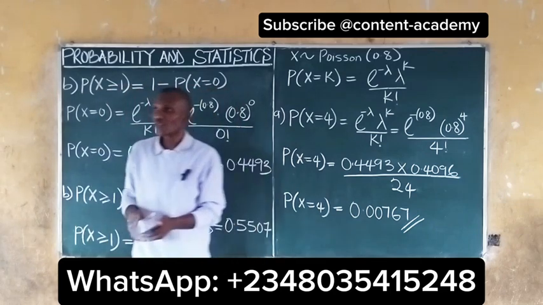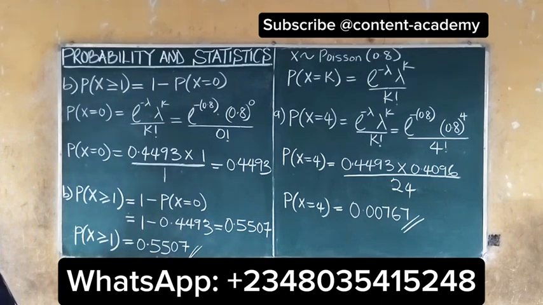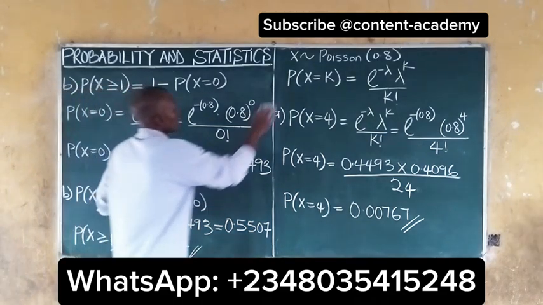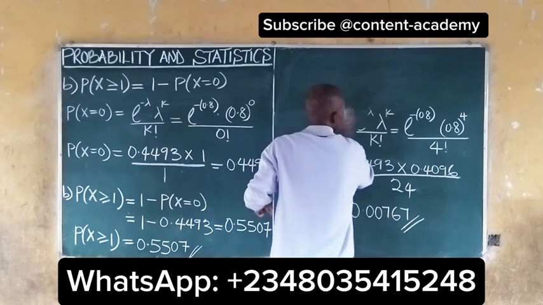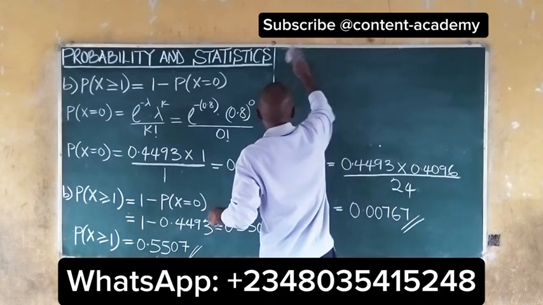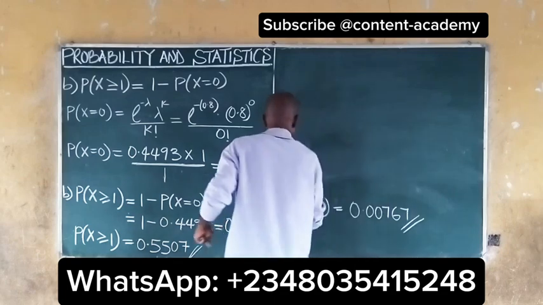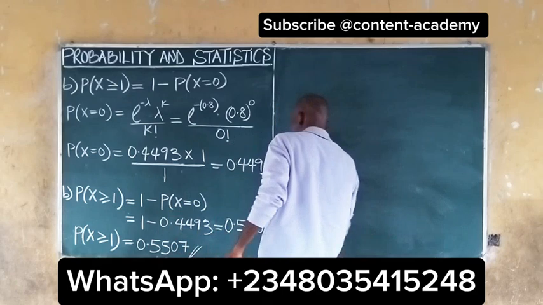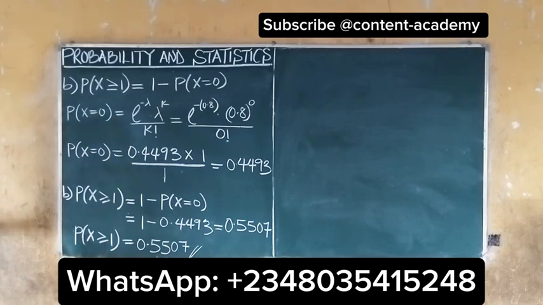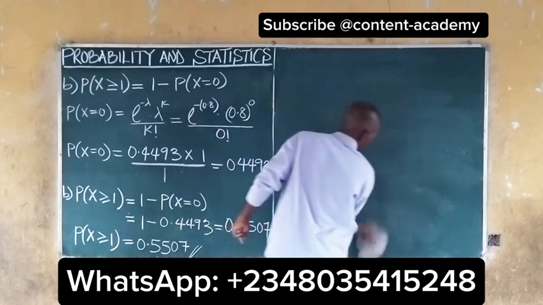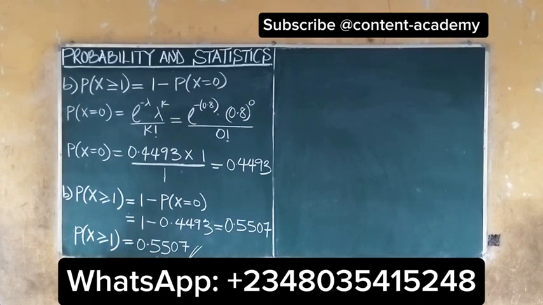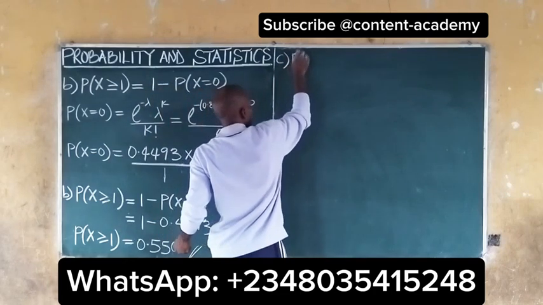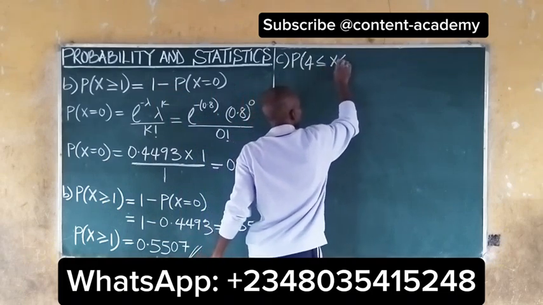Now, we move over to the third question, which is C, which says the probability that 4 is less than or equal to X is less than or equal to 8. So we move over to this other side of the board, and we should find the probability that 4 is less than or equal to X is less than or equal to 8.